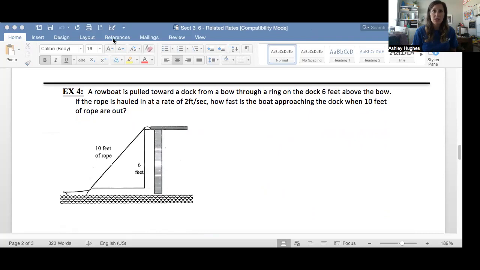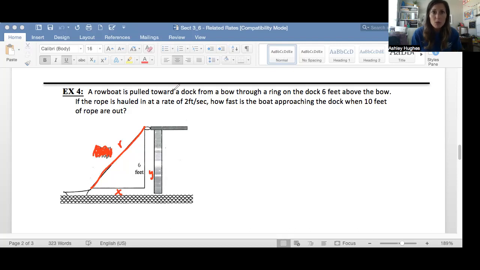So I don't like how they label this. I'm not doing that, because it's not always 10 feet, right? It says it's being rowed in. This right here is actually changing, so we need to call it something. Usually I would call this distance x, and this distance y, and this distance r. You don't have to call it that, but it's a hypotenuse.